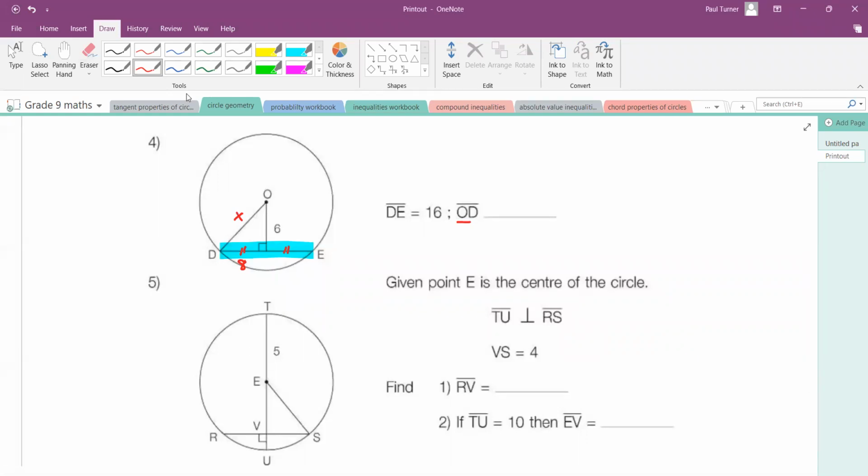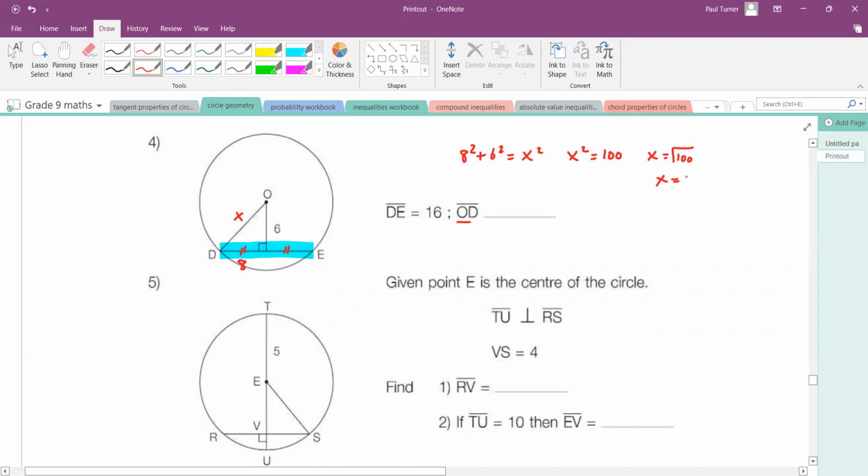So let's form an equation using Pythagoras' theorem. So we'll have 8 squared plus 6 squared equals X squared. So that one's easy to do in our head. So X squared is 64 plus 36, which is 100. So X will be the square root of 100. So X will be 10. So the length of OD will be 10 units.